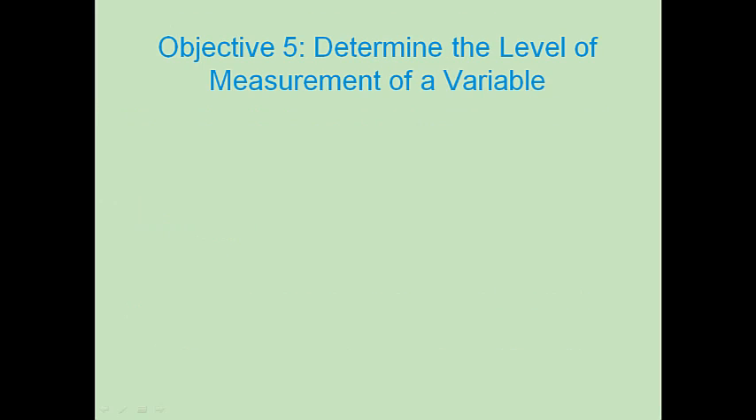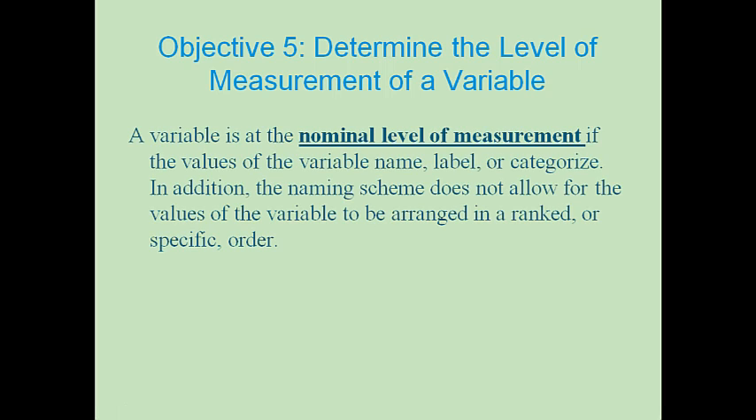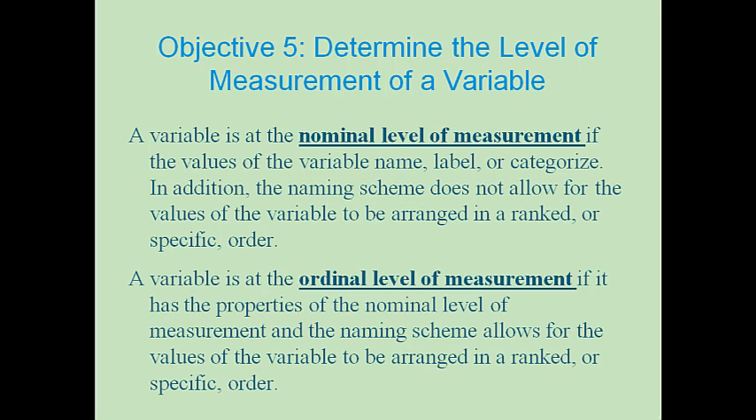In Objective 5, we want to determine the level of measurement of a variable. The first type is the nominal level of measurement. These tend to name, label, or categorize. Also, the naming scheme does not allow for the values to be arranged in any kind of a ranking or specific order. The next level is ordinal. It builds on the nominal level, so it has the same properties as nominal level. However, now the naming scheme allows for the values of the variable to be arranged in a ranking or specific order.